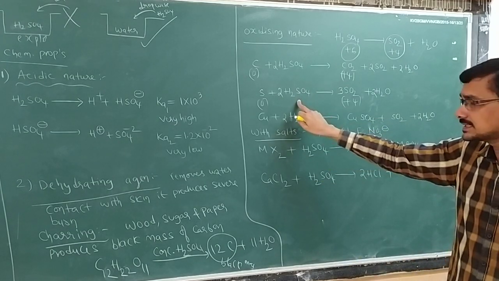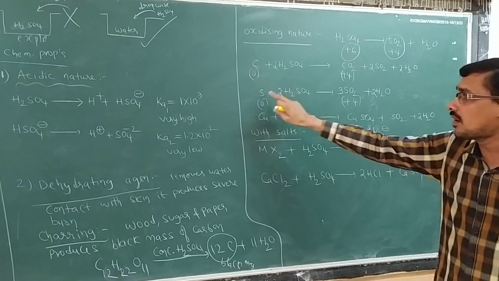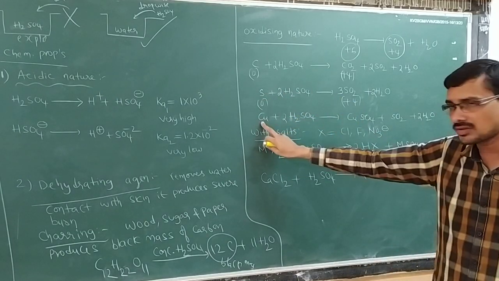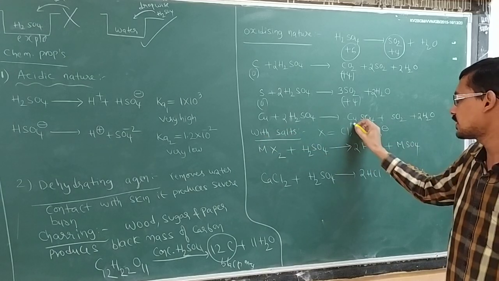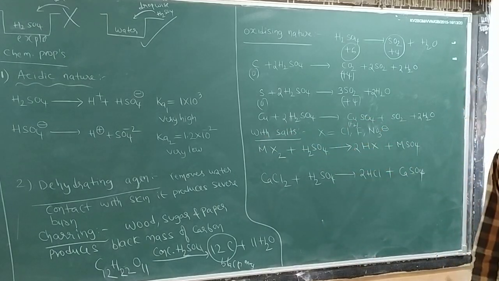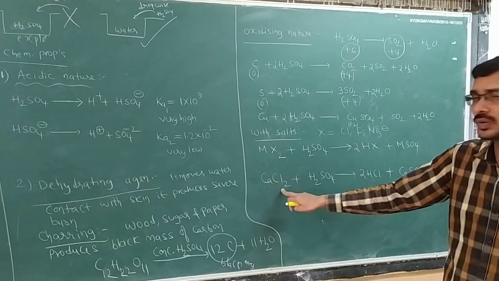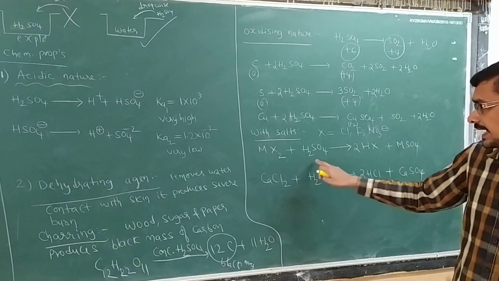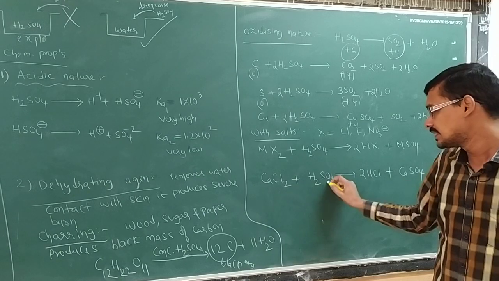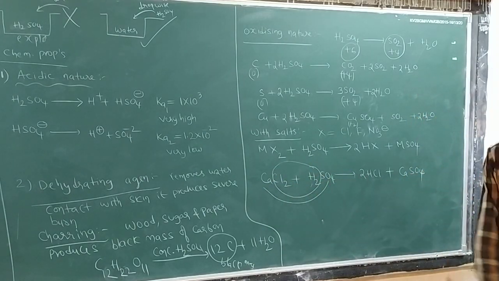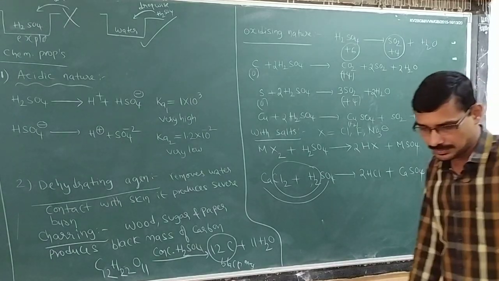Why is it called oxidizing agent? This substance is oxidizing the sulfur, therefore it is called oxidizing agent. Similarly, copper, 0 oxidation state, will convert into, in this case, plus 2 oxidation state here. So, these are the chemical properties which lead to oxidizing nature. Similarly, salts like MX2, for example calcium chloride, where X means chloride, react with H2SO4. What happens here? You get calcium sulphate, and these two combine to give 2 moles of HCl. So, these are the chemical properties.